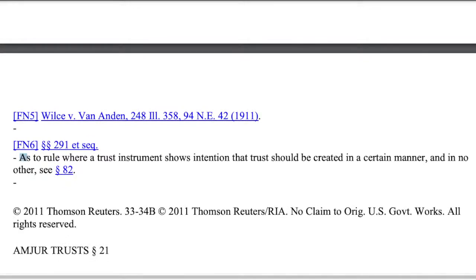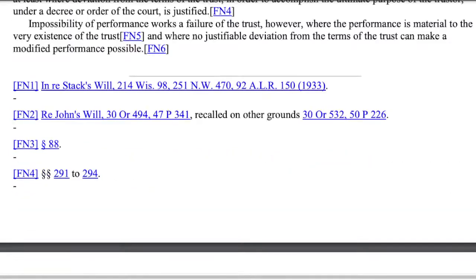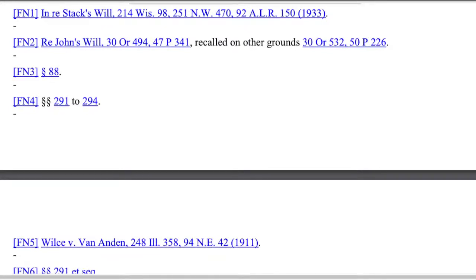Here we go. As to a rule where a trust instrument shows intention that the trust should be created in a certain manner and in no other. So that's footnote 6. And that's getting to where no justifiable deviation from the terms of the trust can make a modified performance possible. Impossibility of performance works as a failure of a trust. No justifiable. Okay, that's nice.